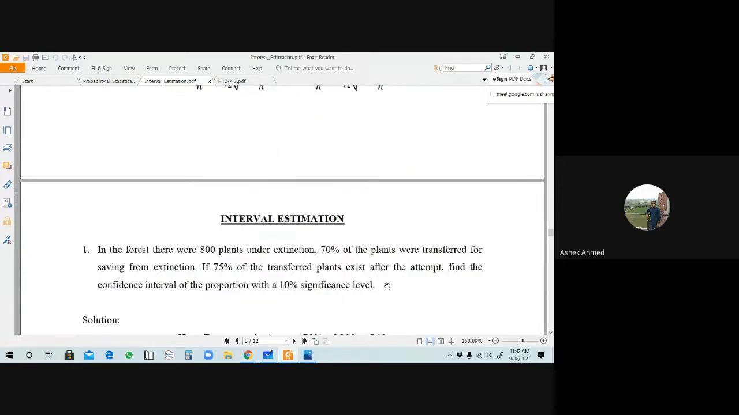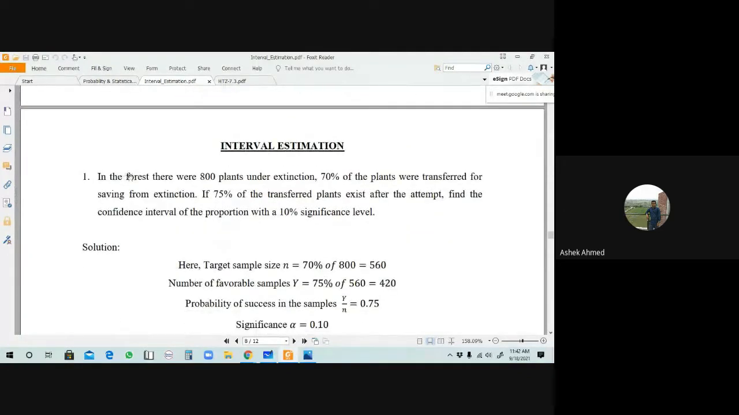There is a given problem: in the forest there were 800 plants under extinction. 70% of the plants were transferred for saving from extinction. If 75% of the transferred plants exist after the attempt, find the confidence interval for the proportion with a 10% significance level. Can you say this interval here?